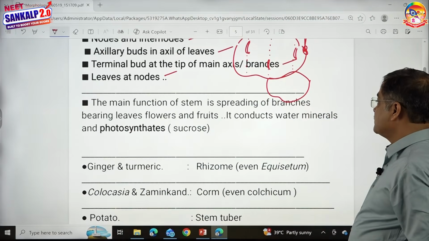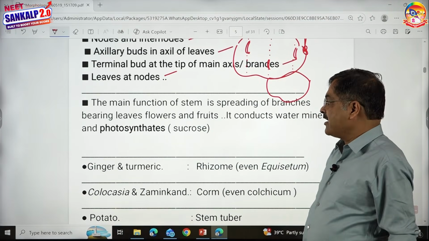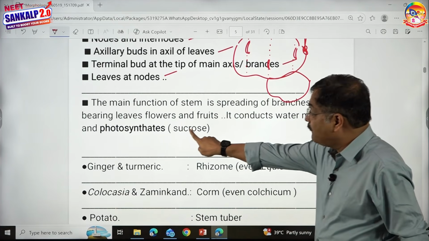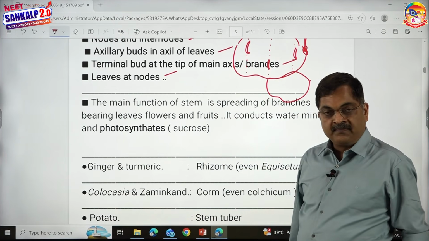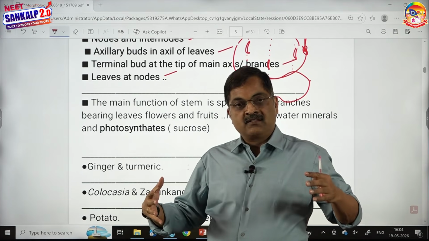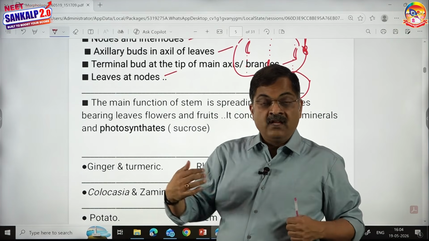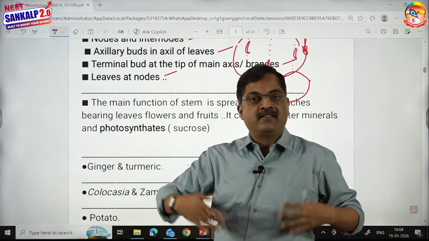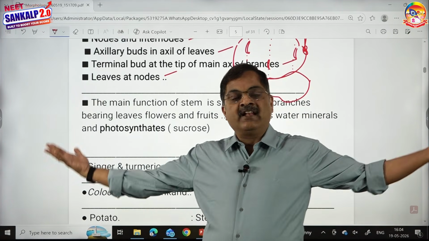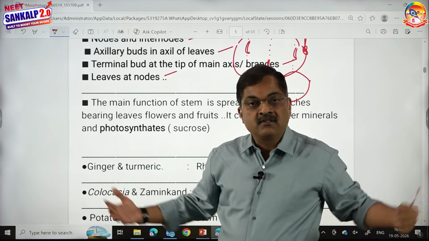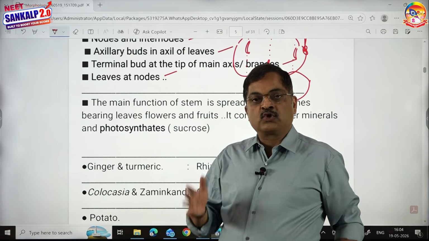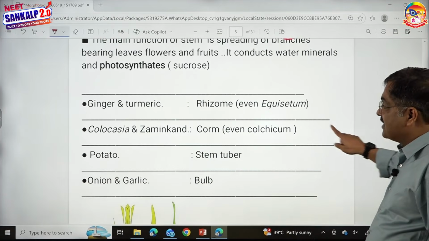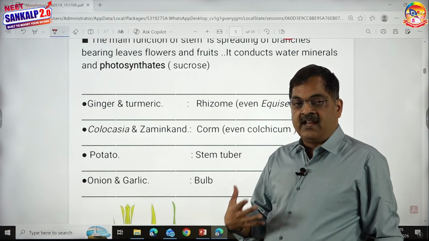What is the main function of stem? Spreading of branches bearing leaves, flowers and fruits. It conducts water and minerals and photosynthates, that is sucrose. So conduction of water and minerals from root system to leaves. Conduction of photosynthates, meaning sucrose, from leaves to different parts of the plant including root. Spreading leaves to sunlight, branches. These are the main functions of stem. Now, underground stems, your textbook says underground stems are called subterranean stems.